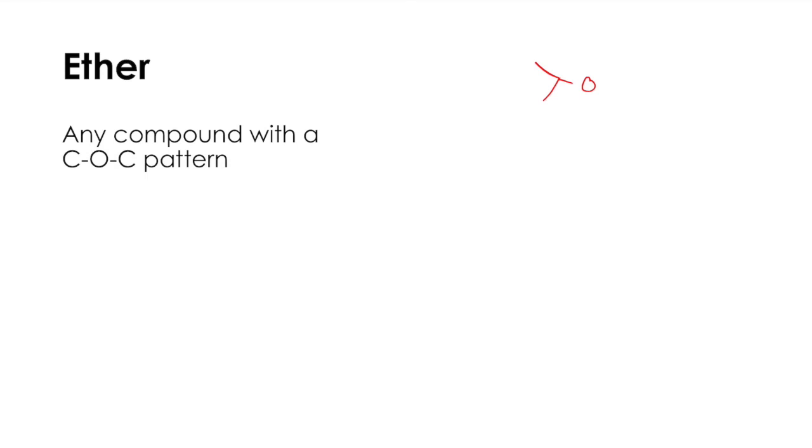Next, let's talk about ethers. Ethers, by definition, have a C-O-C pattern. So now oxygen is not bonded to a hydrogen, it's bonded to two carbons simultaneously. Anything with that pattern is called an ether. So there's one, there's two, it could be in a ring as well. Doesn't matter, as long as it's C-O-C, that's considered an ether.